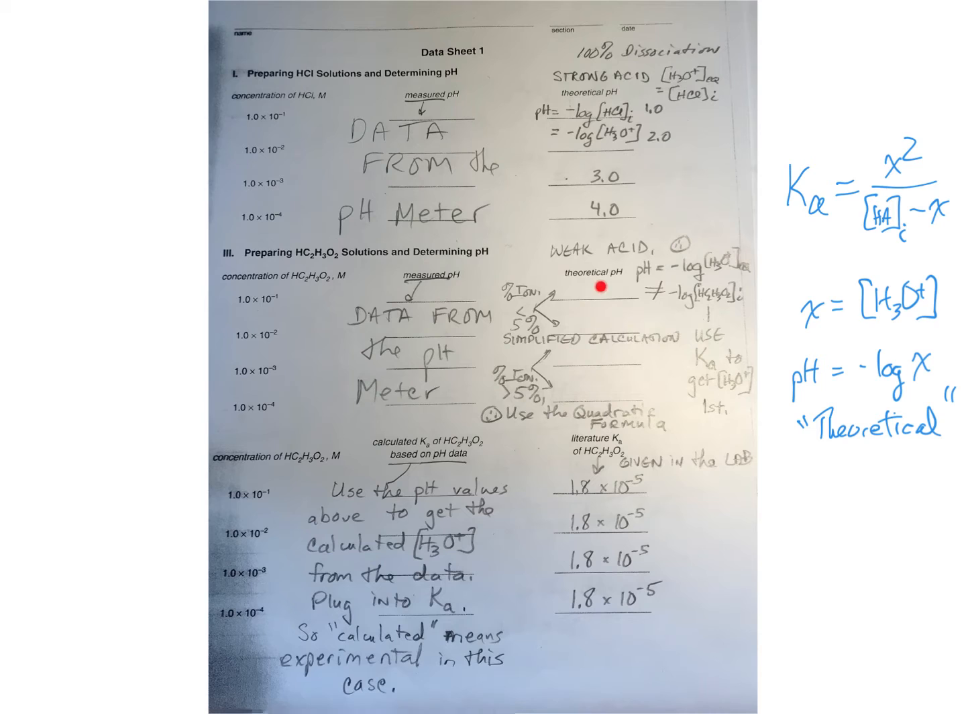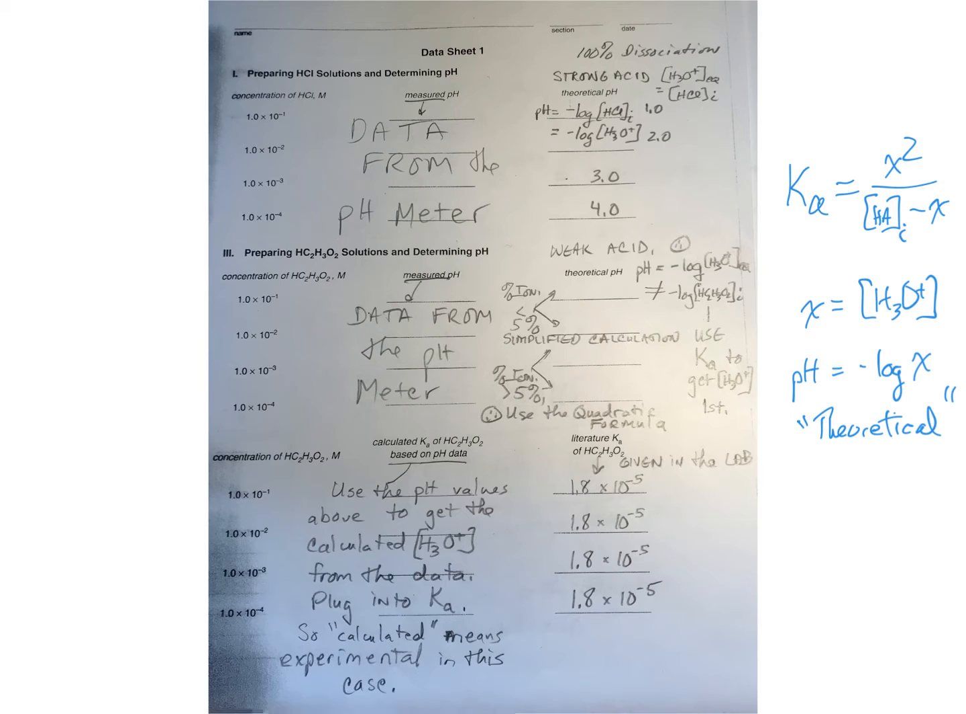Now, the first two have a percent ionization of less than 5%, so you could do the simplified calculation. And remember, that means you ignore this minus X, and therefore X is simply the square root of Ka times the initial concentration. But these two have greater than 5%, so you have to use the quadratic formula. But once you get X, however you get it, it's simply pH equals minus the log of X. So I think these first two parts are pretty straightforward.